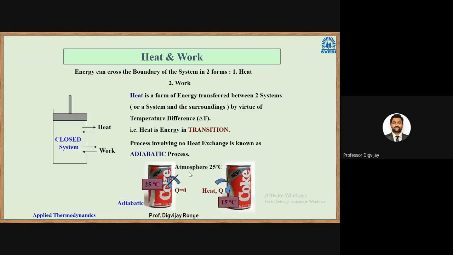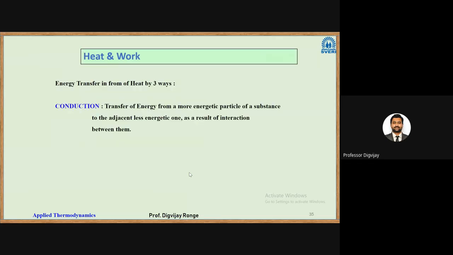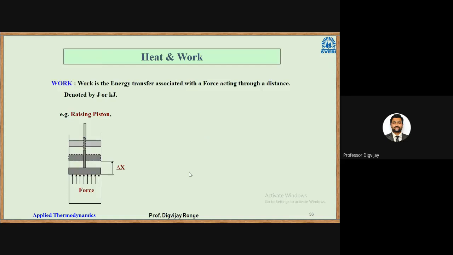We saw what is meant by heat and what is meant by work. Today's lecture will cover work, the PdV work. Then we saw the three modes of heat transfer: conduction, convection, and radiation, which you are now studying in the heat and mass transfer subject.